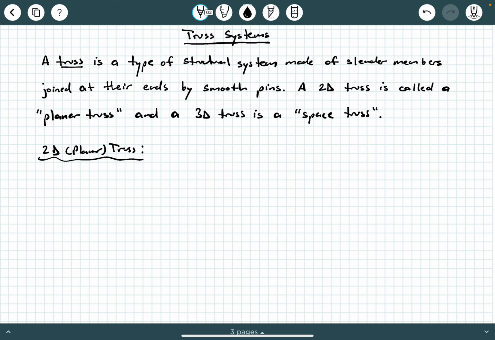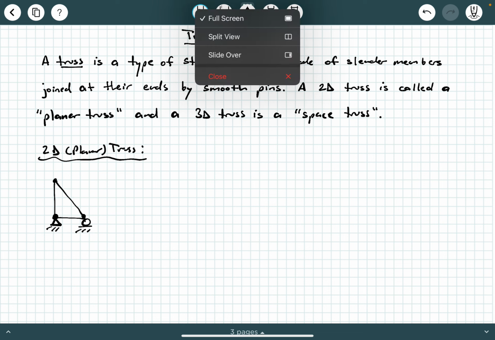If we look at some options here, we could have a simple 3-bar truss like this. Let's see if I can draw that a little bit better, straight line. Simple 3-bar truss supported by some external reactions. Now, what am I looking at here? Again, this is a two-dimensional planar truss example.